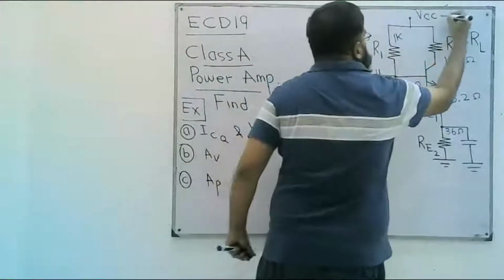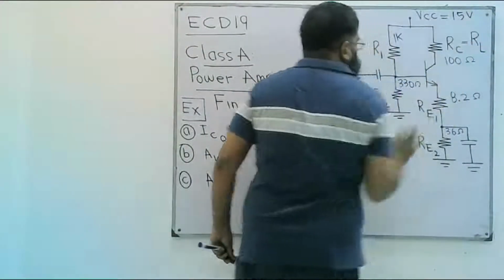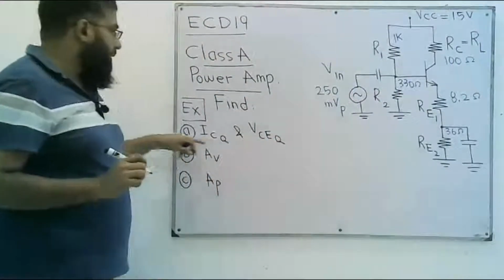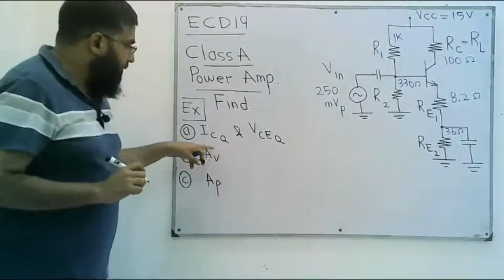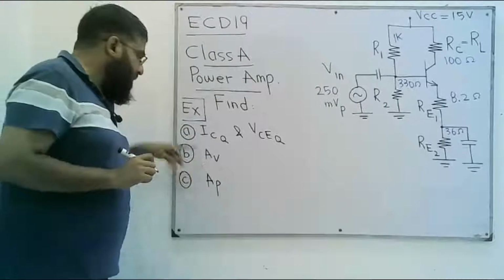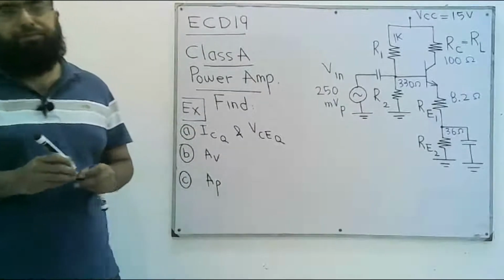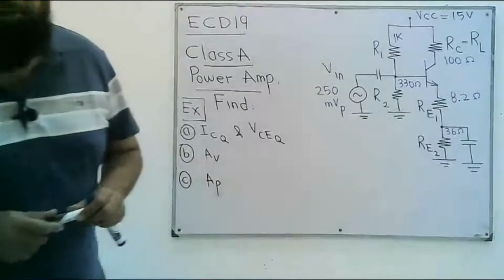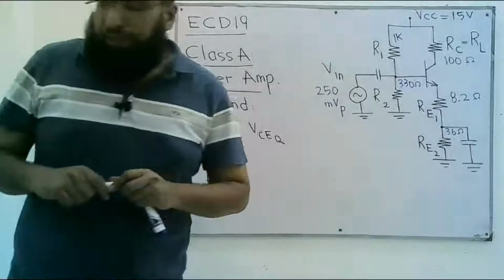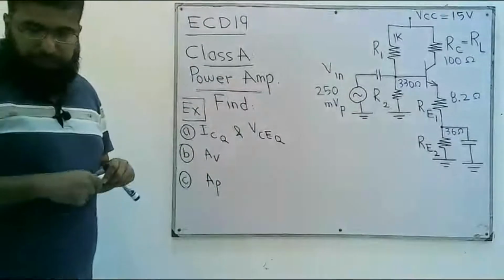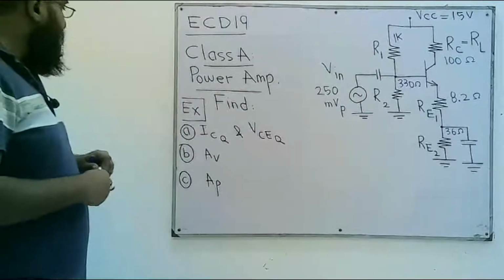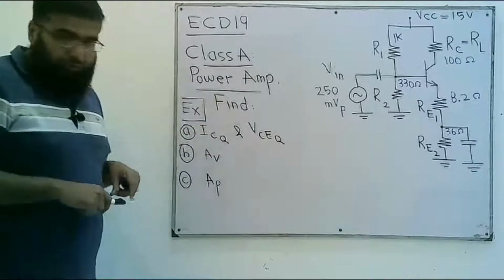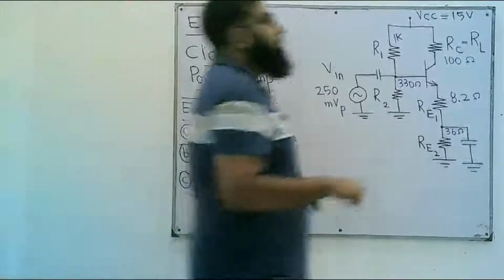VCC is given to be 15 volts. What we are required to do is to find ICQ and VCEQ, the Q point IC and VCE, the voltage gain, and the power gain. These are the three things that we need to find. So, let's start by finding ICQ and VCEQ first.